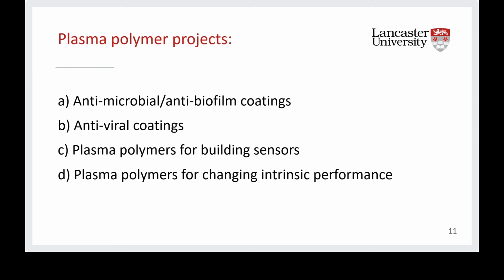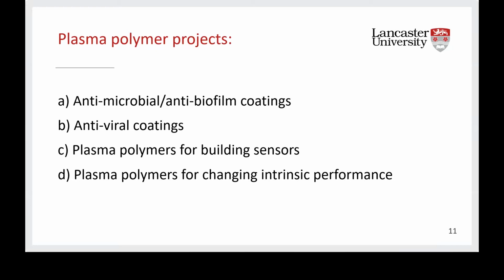The second project specifically is antiviral coatings. That's actually quite new to us. It's been born out of the pandemic. So if we'd been doing this talk in February, it wouldn't have been on the list. The third set of projects using plasma polymers is for building sensors. So this looks towards medical sensors, things like biomolecule immobilization or nuclear sensors.